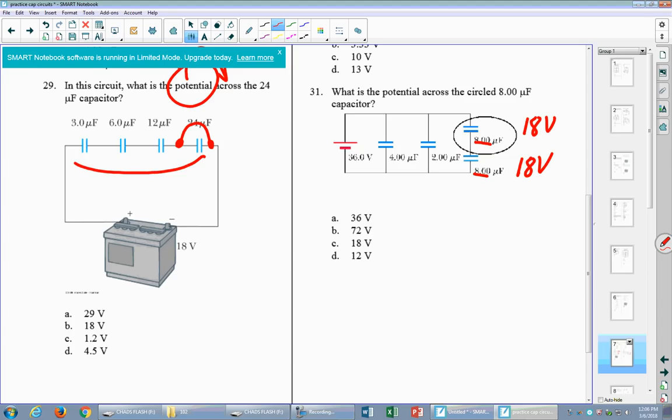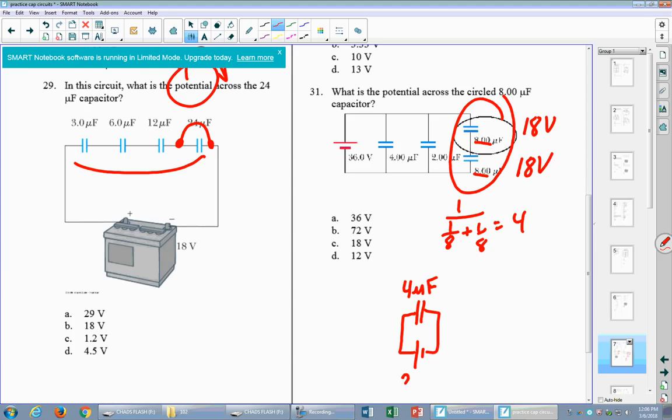Right, so if we wanted to find the actual charge, doing it the long way, or finding the voltage the long way, let's do it with this one first. First, I'd find the equivalent, which is 1 over 8 plus 1 over 8. That's equal to 4, right? Two 8s, 1 over 4. Yeah, that's 4. And then so that is a circuit that's 36 volts, 4 microfarads. And so that tells me that Q is CV, so 4 times 36, that's 144 microcoulombs. So I have 144 microcoulombs on both of these. Am I going too fast?